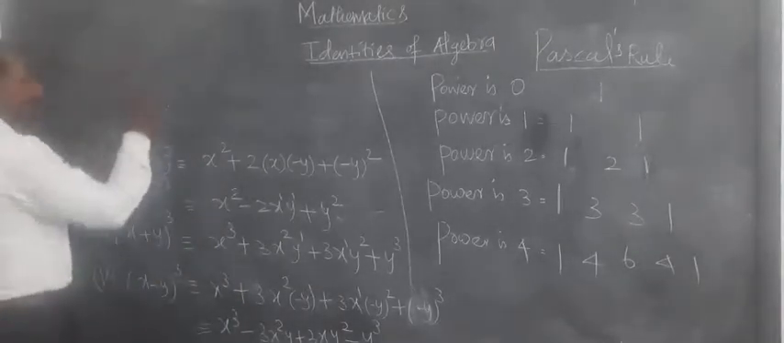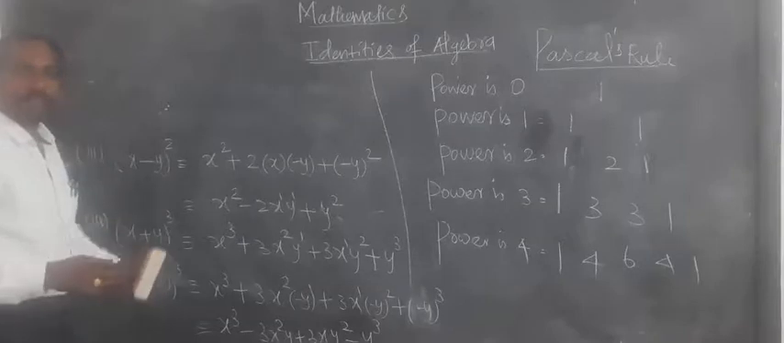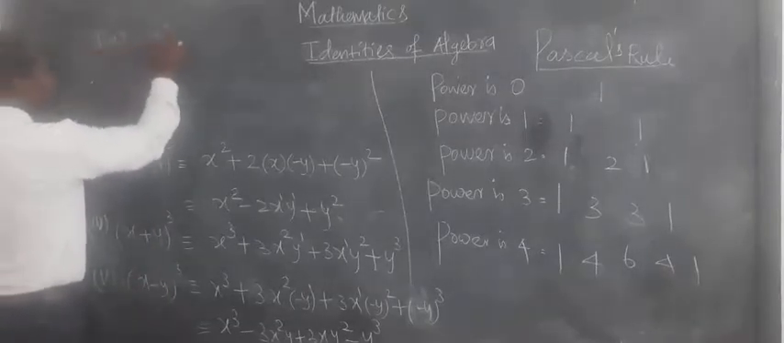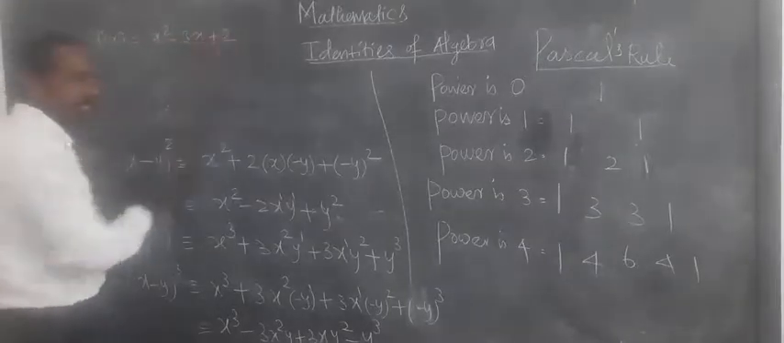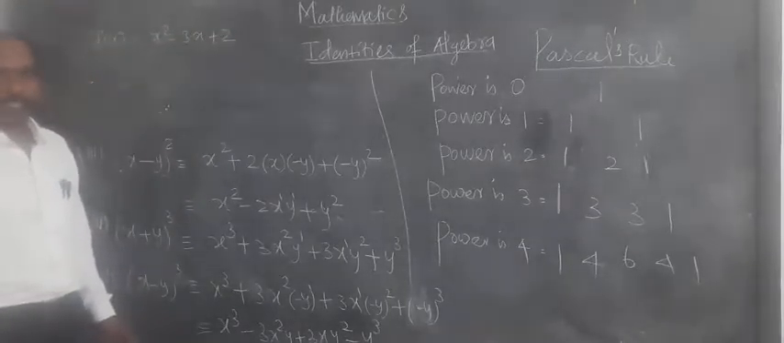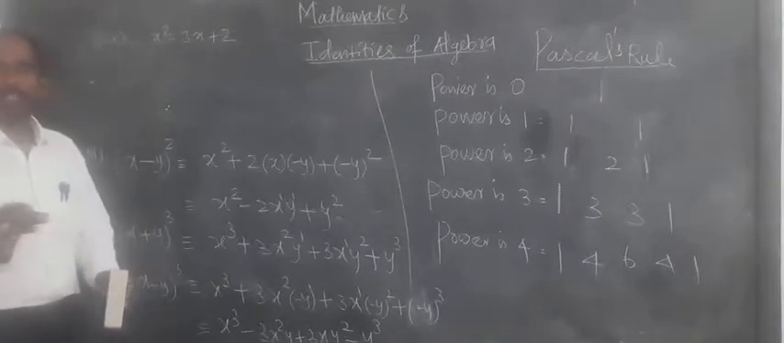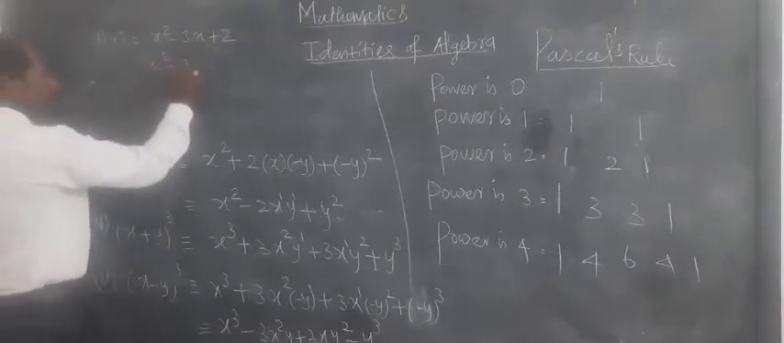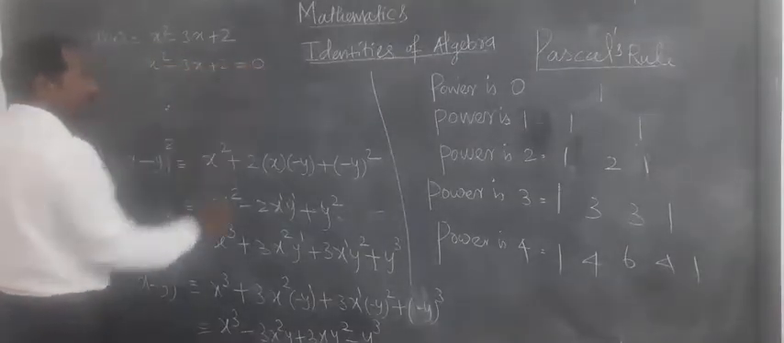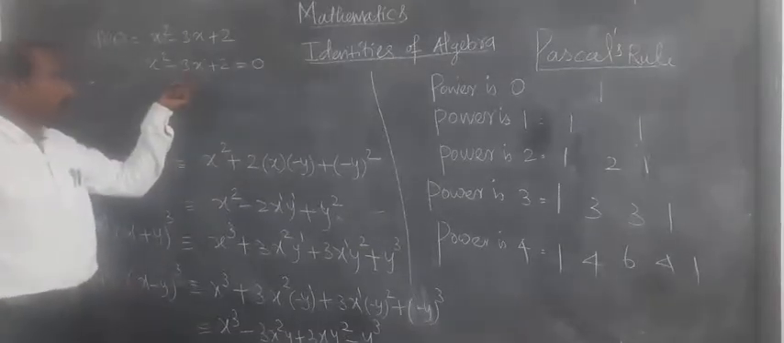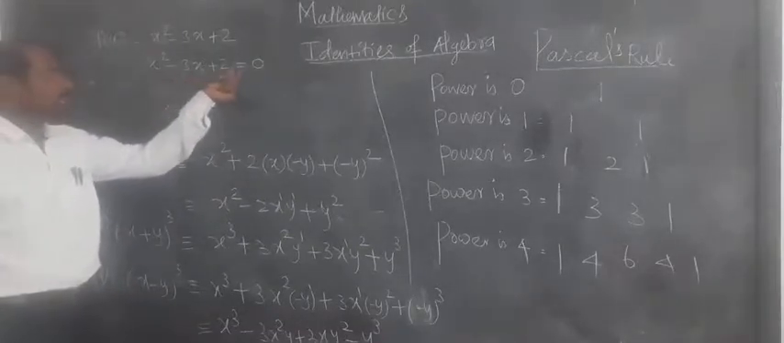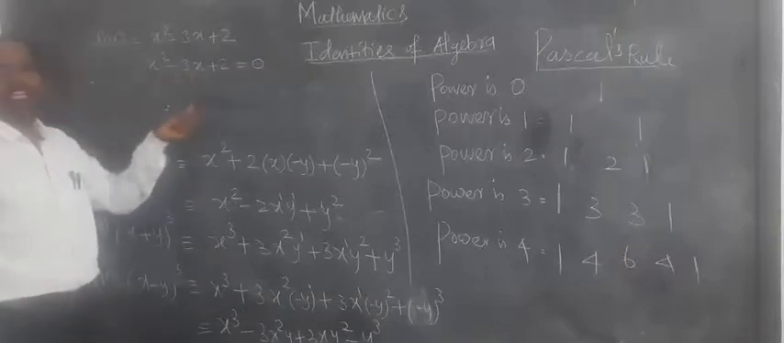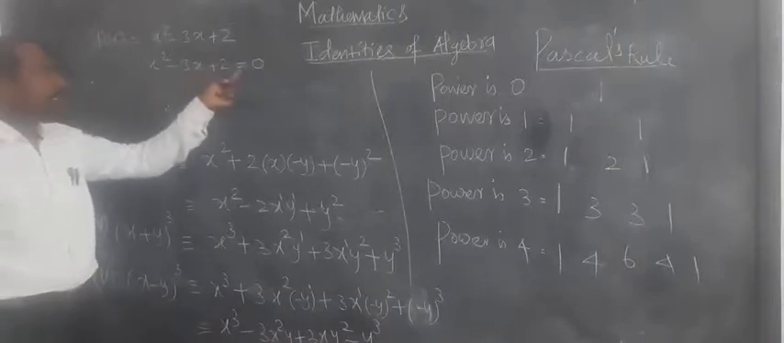When we call something an equation, it means we take a polynomial, f of x equal to x square minus 3x plus 2. When we set this polynomial equal to 0, x square minus 3x plus 2 equal to 0, we call it an equation. Any polynomial we can write equal to 0 is an equation, when the polynomial satisfies equal to 0.